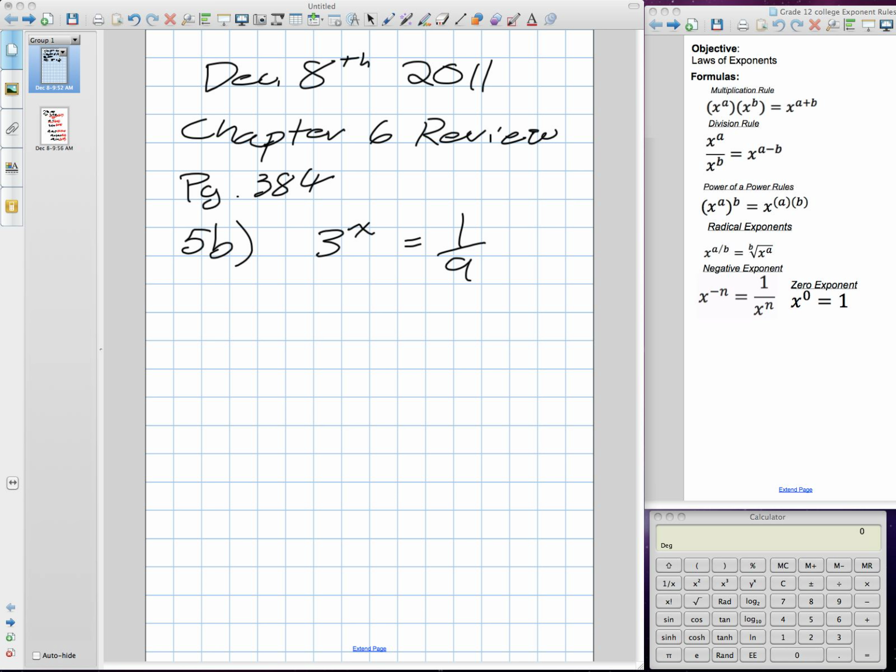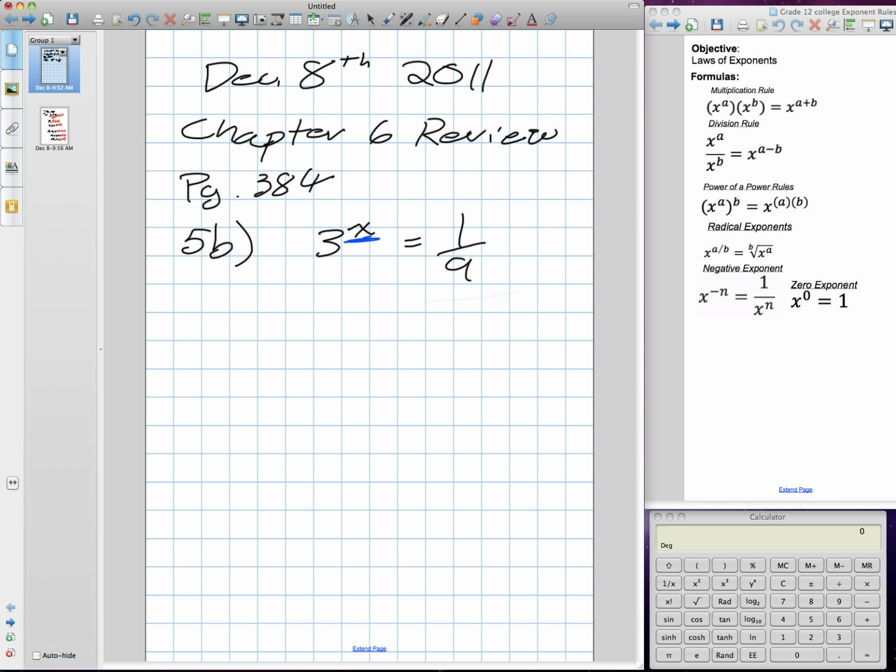All right, today is December 6, 2011. We're going to work on our Chapter 6 review. So on page 384, 5b has a question like this. It says 3 to the power of x, where the variable is x, is equal to 1/9.